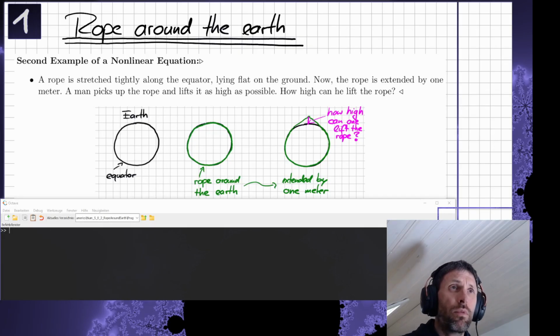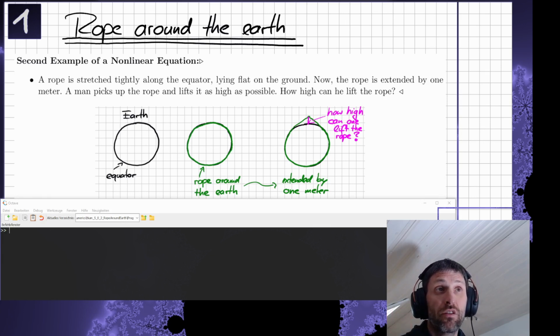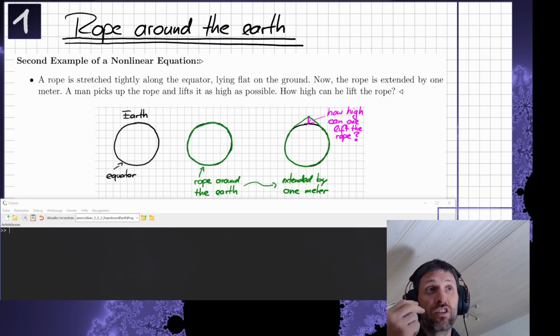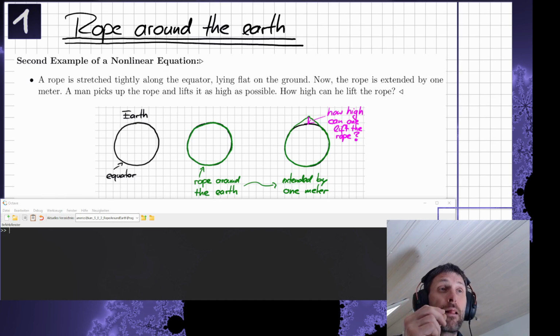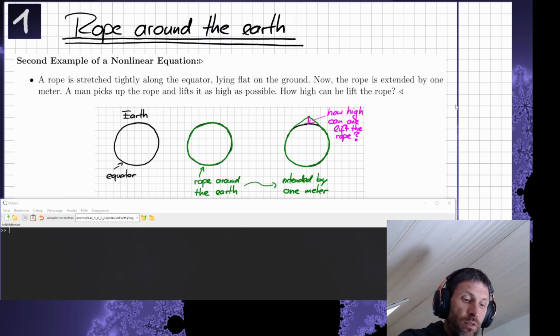Let's talk about a second example. We want to find an equation which tells us the solution of some problem, and then we will talk about how to find the root of that equation, the solution of that equation, and that's what we are doing. And it's a very, very interesting example.